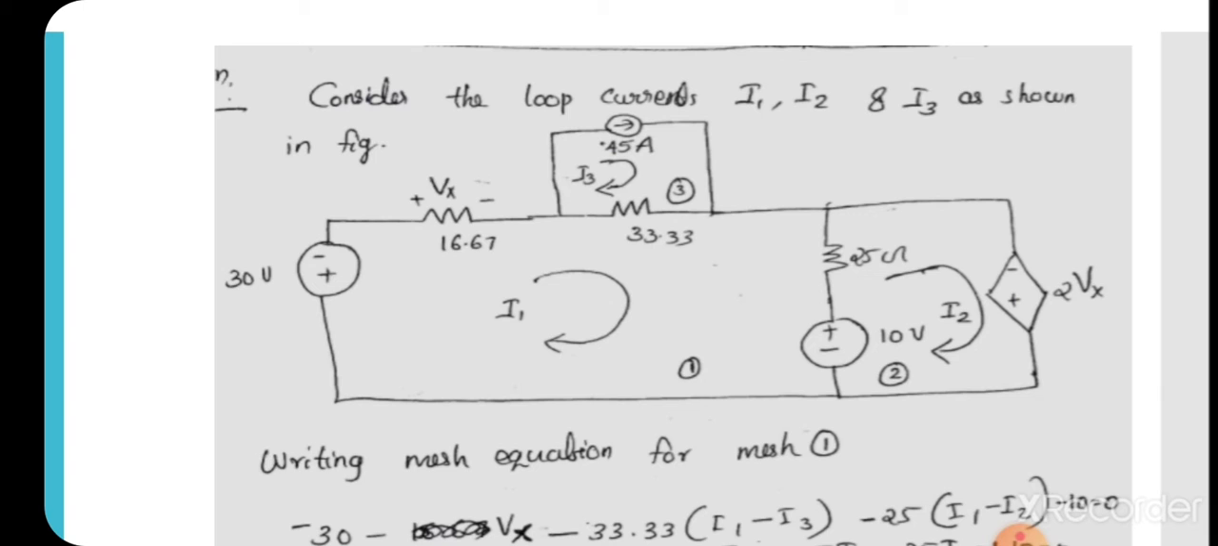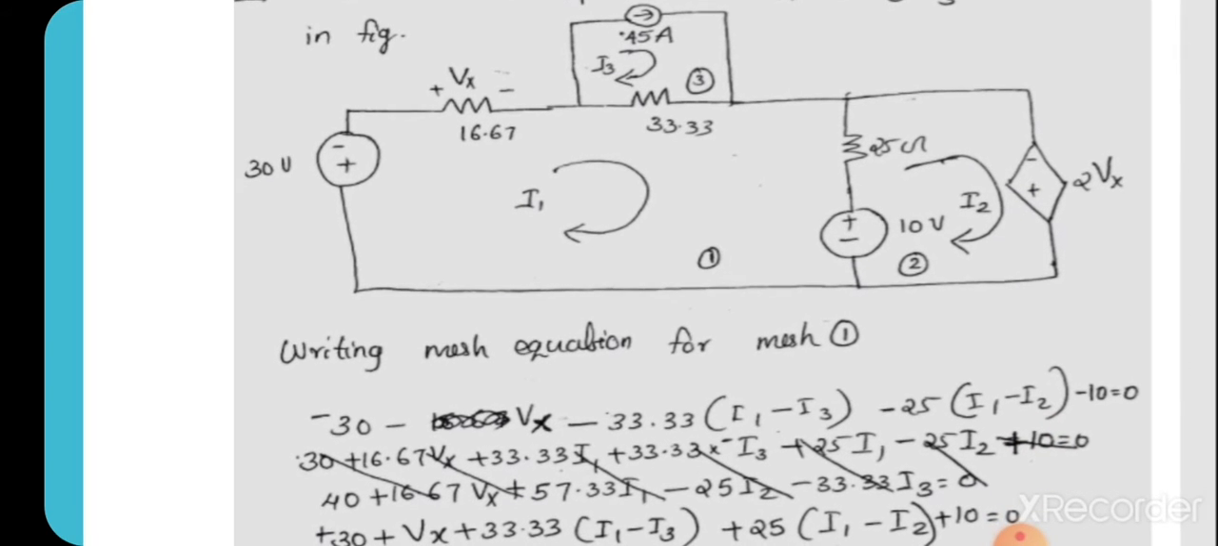You have to apply Kirchhoff's voltage law for each and every loop, okay? So let us start with the first loop or first mesh. So, writing mesh equations for mesh 1, okay, a loop can be called a mesh. So for mesh 1, KVL, that is Kirchhoff's voltage law, what is Kirchhoff's voltage law? The algebraic sum of voltages around a closed loop will be equal to 0, okay.